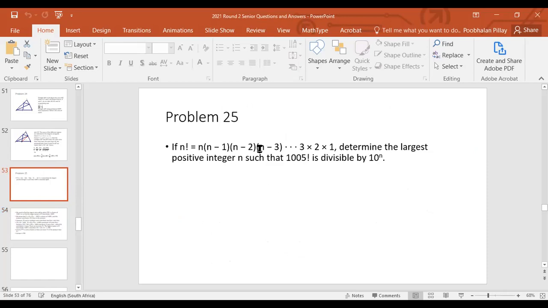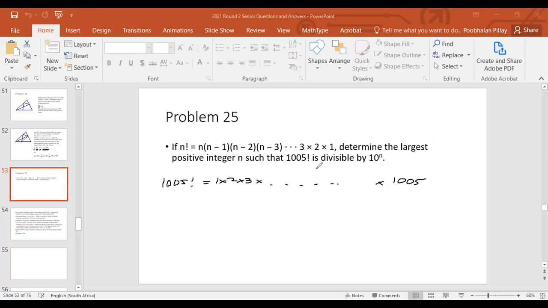Okay, problem 25, you've got a factorial here, and you have to determine the largest positive integer n such that 10 to the power of n is a factor of 1005 factorial. All right, so you've got 1005 factorial, which is 1 times 2 times 3, all the way up to 1000 times 1005. What is the question? You have to understand it. You want it to be divisible by 10 to the power of n, some power of 10. So in other words, I have to take all the factors of 10 out from here. But I want to get the largest possible power of 10 that can go into this.